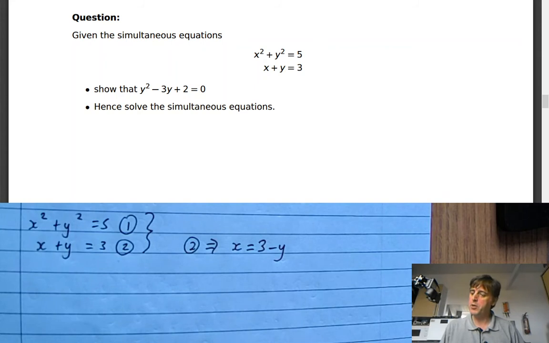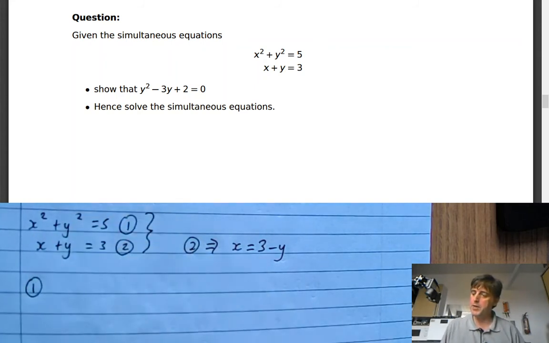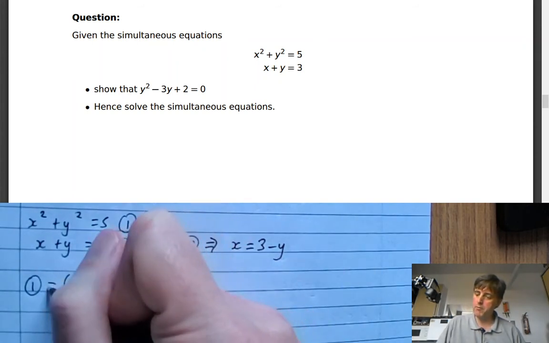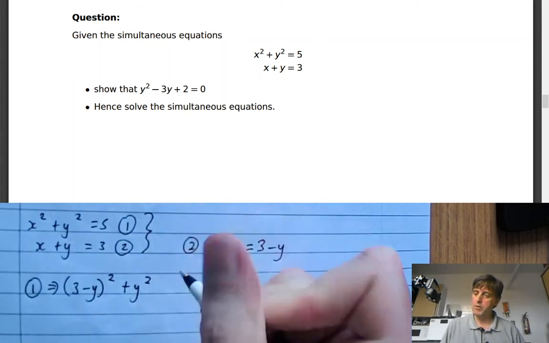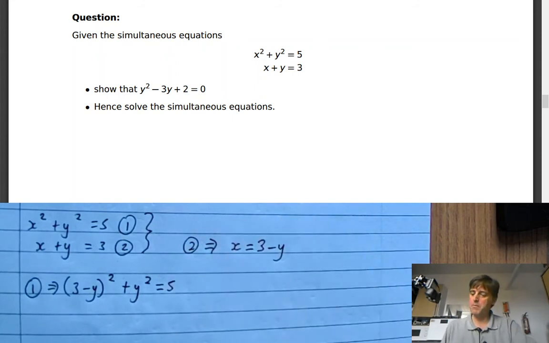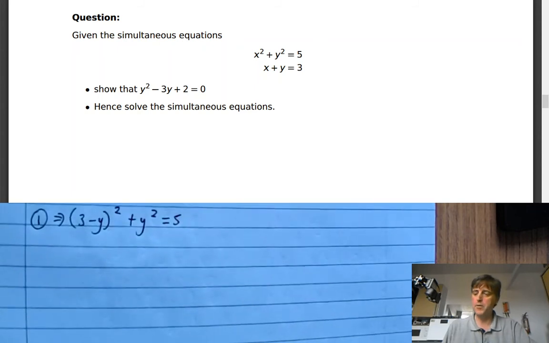Then we're going to substitute into the other equation. In this case, it's the first equation. So wherever we see x, we're instead going to write 3 minus y. X squared is 3 minus y, all being squared, plus y squared here equals 5. So there is our equation, which is just in terms of y. And now we just need to do a bit of algebra on this to show that it turns into the equation you can see on the screen here.